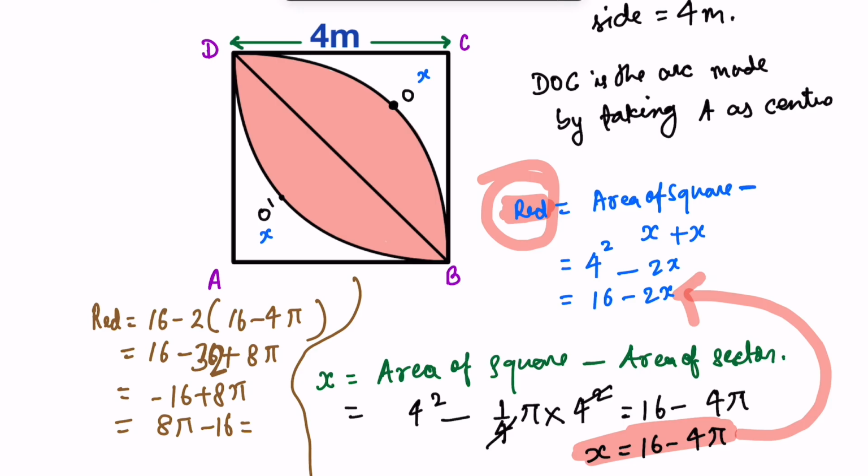how much? 9.13 meter square. So this is the final answer of red area.